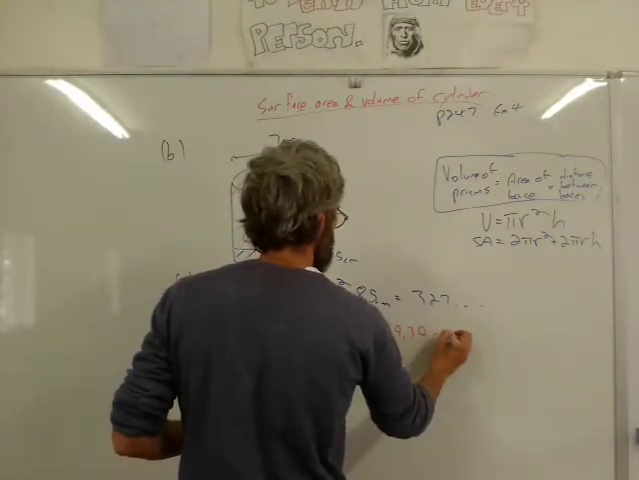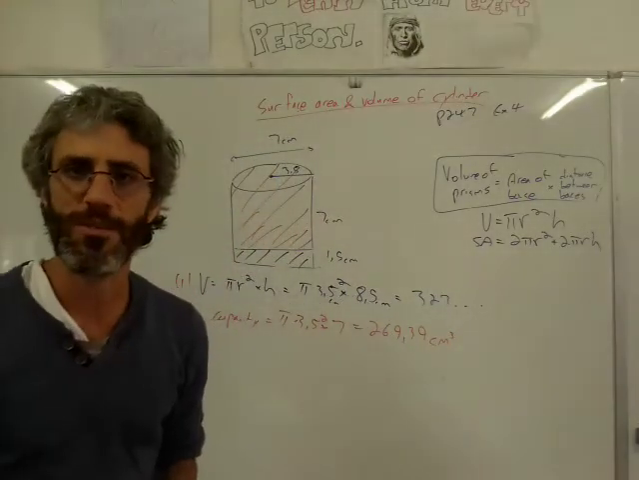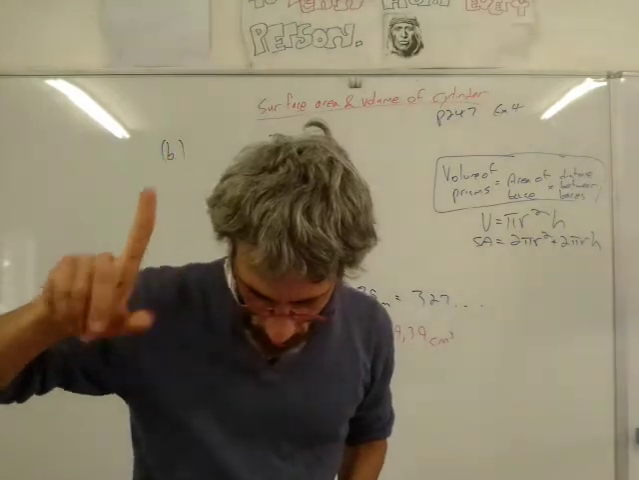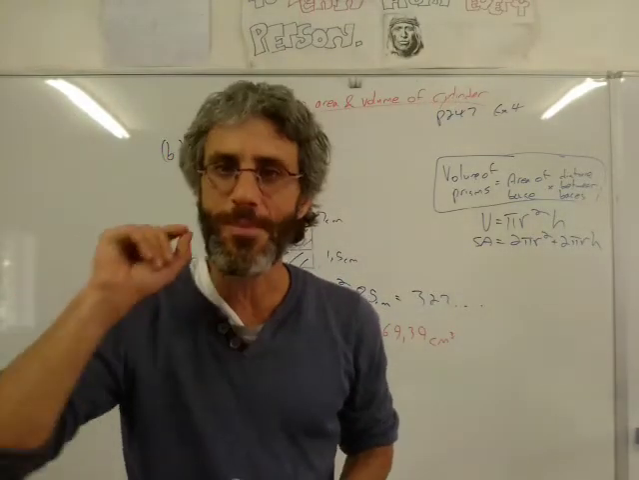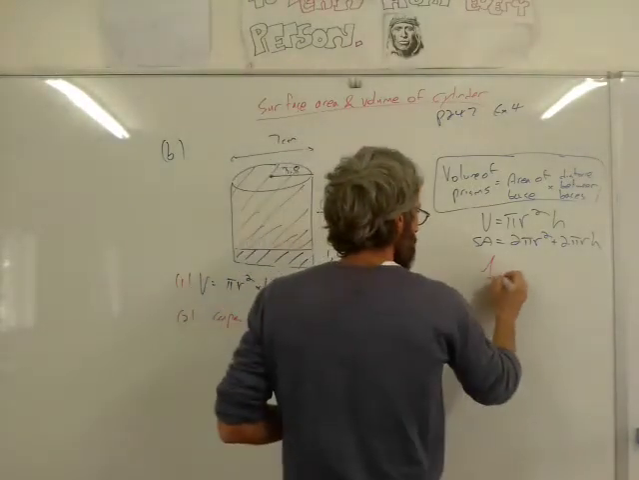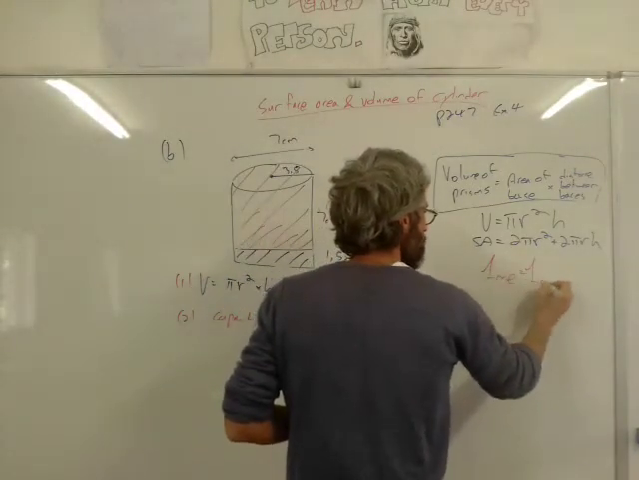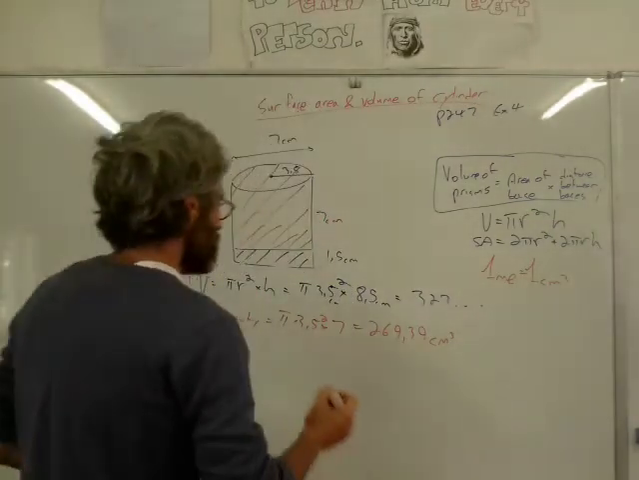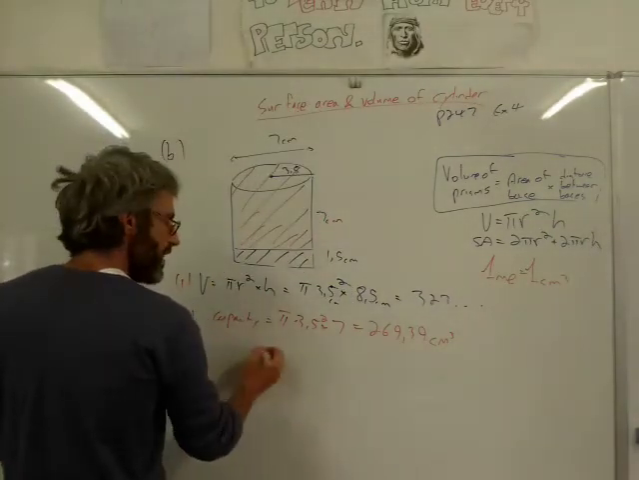269.39 centimeter cube, because I work with centimeters. Now the next question: they're asking us what is the capacity of the drinking glass in milliliters. If you remember, 1 milliliter is equal to 1 centimeter cube. It's just one of these things you need to remember. So the answer for 3 will be exactly the same.